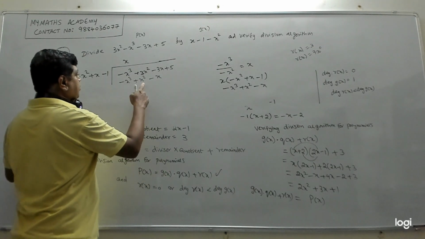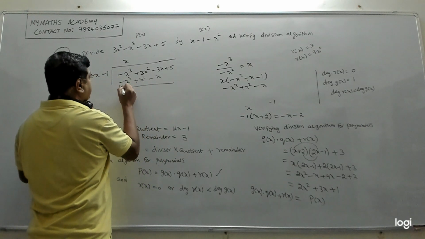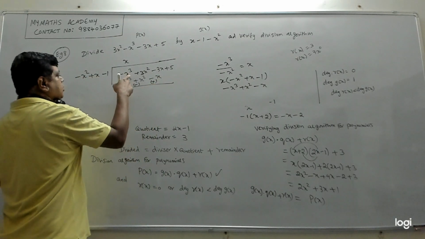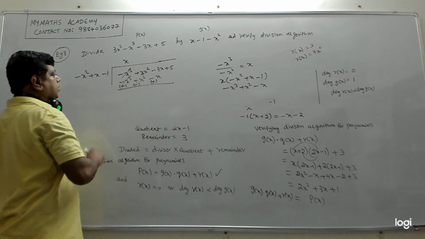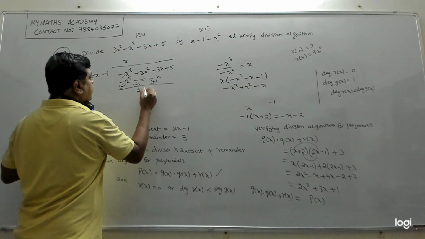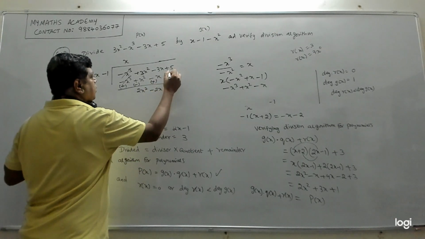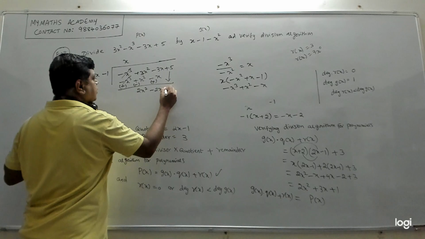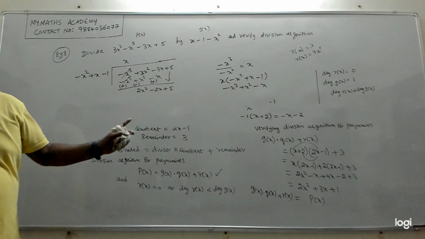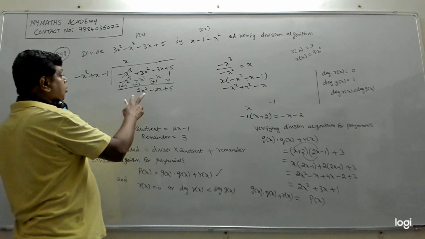So now we got this, then change the sign. So minus will become plus, plus will become minus, minus will become plus. Now this is minus x cube, this is plus x cube, they will get cancelled. Now this is plus 3 minus 1 is plus 2x square, minus 3 plus 1 is minus 2x. Then we will bring down this sign.